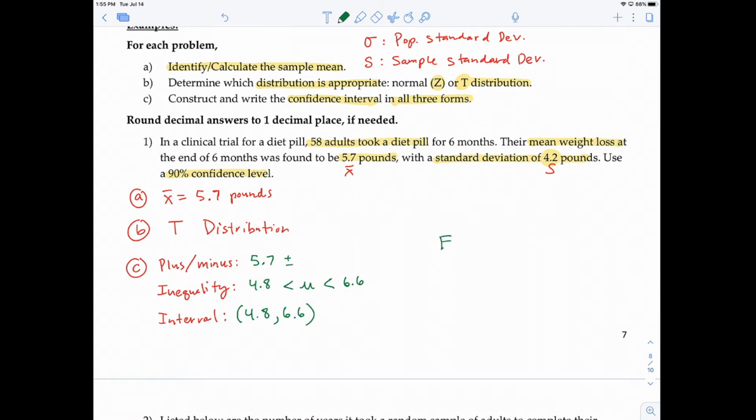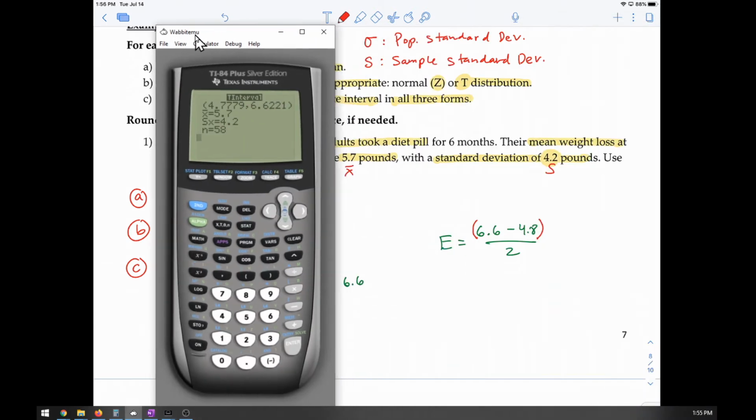Okay, so the margin of error here would be 6.6 minus 4.8 divided by 2. And one other thing, I've mentioned this before: put parentheses around your numerator, just to remind you to put parentheses when you put it into the calculator. Okay, so let's pull up the calculator and calculate that.